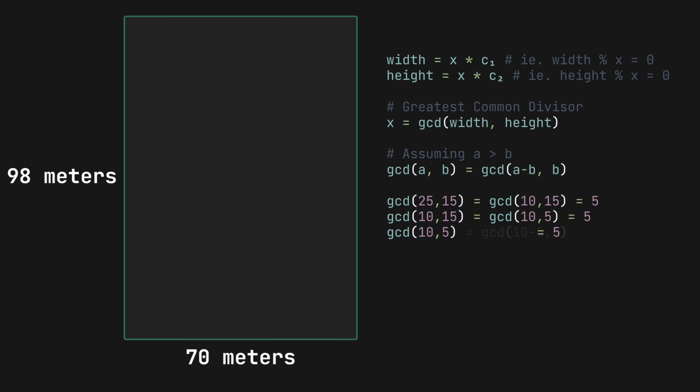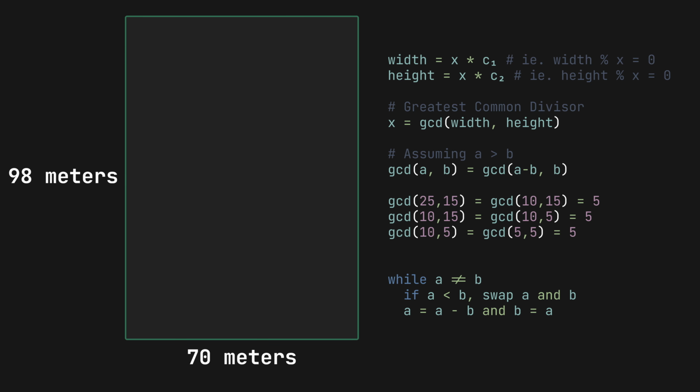And again, if we did 10 minus 5, and now that both numbers are 5, we directly know what the greatest common divisor is. This new set of numbers is always smaller than the last. And we can recursively apply this logic until both numbers are the same. And at that point, the number we're left with is the greatest common divisor. This might be a bit hard to understand just by looking at it, so let's see it in action.